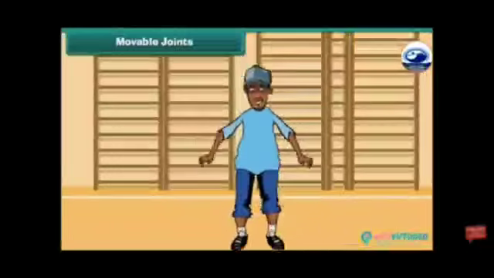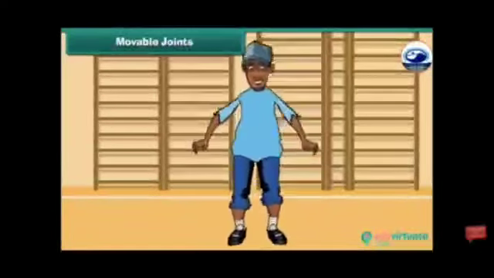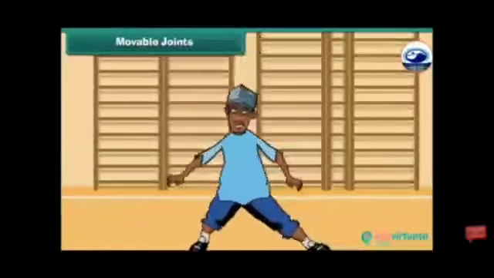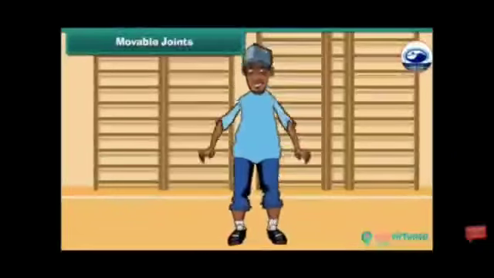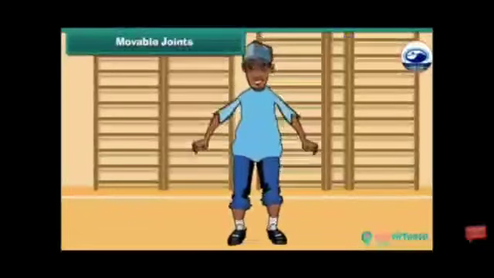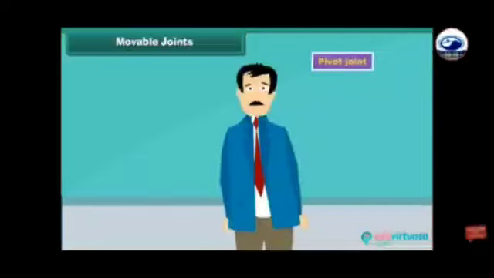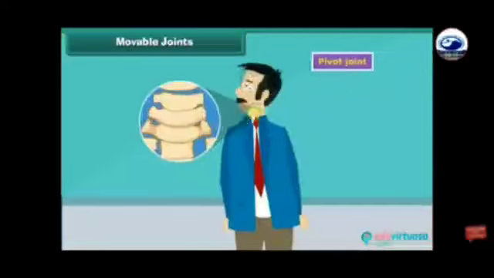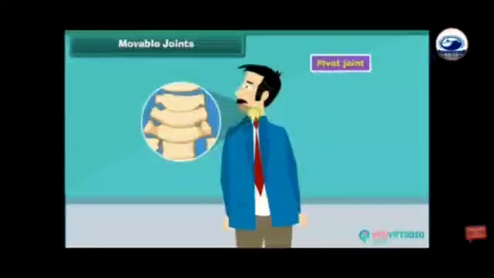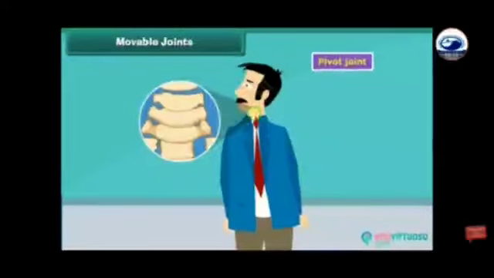Children, have you ever noticed that we can move our hands and our feet in different ways? The joints which allow such movements are called the gliding joints. Joints in the wrist and the ankle are the examples of these joints. Pivot joint. Our neck allows us to turn our head on both sides. Have you ever thought what makes this possible? This is possible because of the pivot joint.